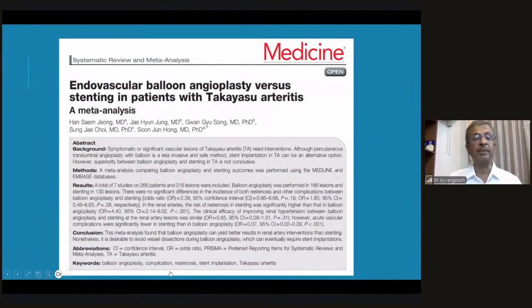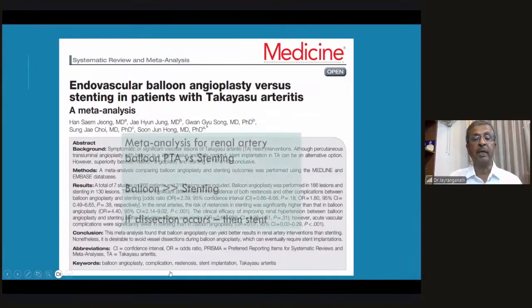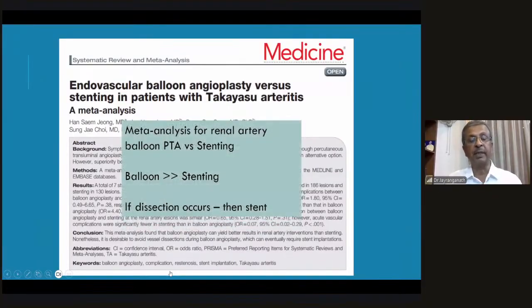Endovascular balloon angioplasty versus stenting in Takayasu. There is a meta-analysis of renal artery balloon angioplasty versus stenting. Clearly, the summary says balloon is better than stenting. If dissection occurs, then stent. Otherwise, do not stent it.